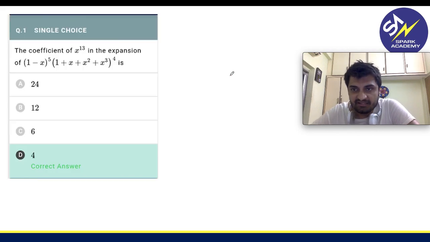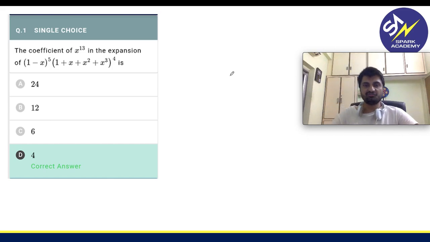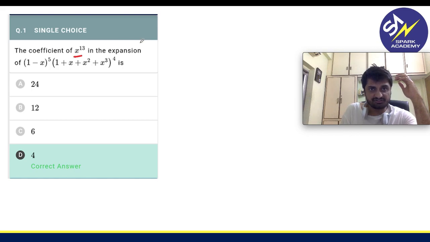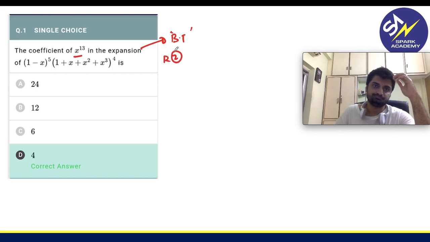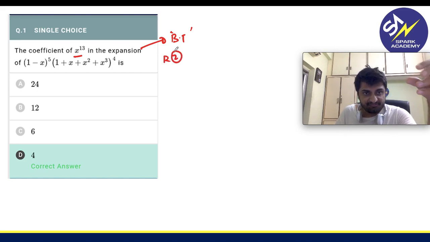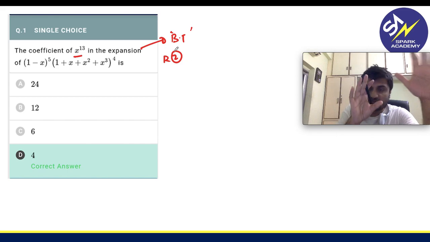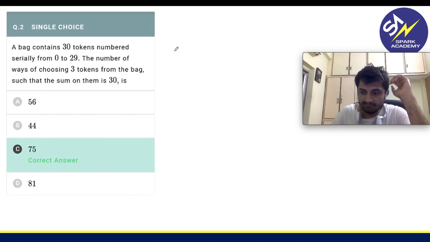So this was a JEE paper, mind you. So you had to solve the questions in rounds as we discussed in our previous videos. So this is the x power 13 coefficient. This is a binomial theorem question, so probably I'll solve it in round 2 because I feel you might need a few formulas for this. So I'll solve it in round 2. I won't solve it immediately.